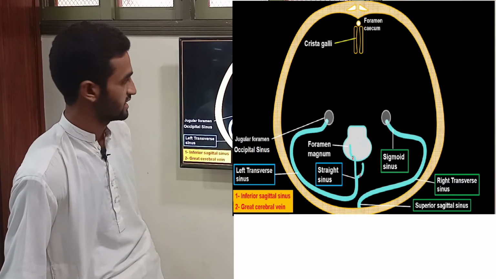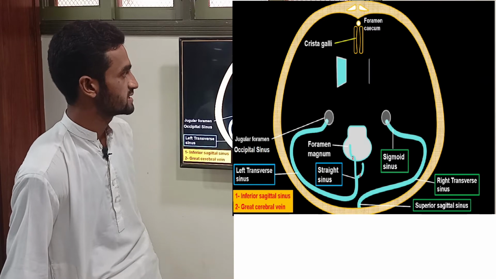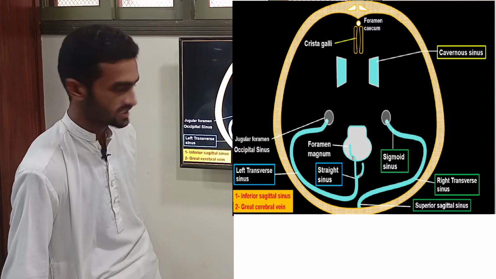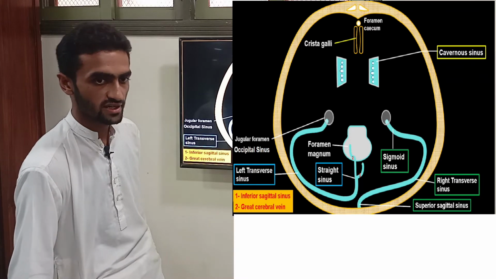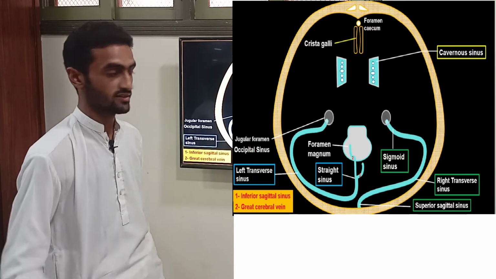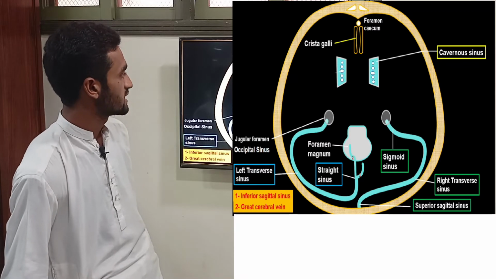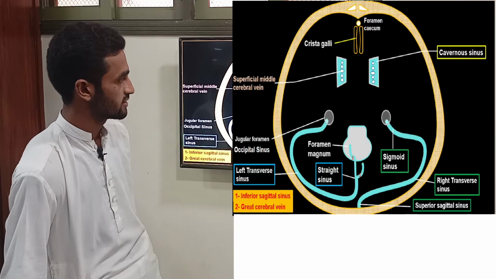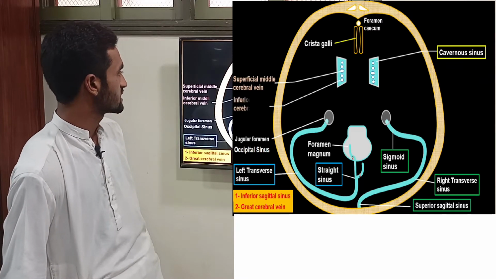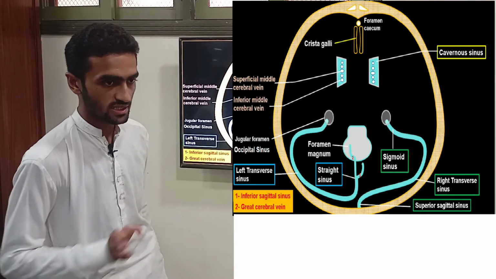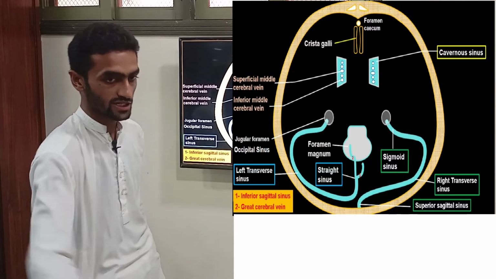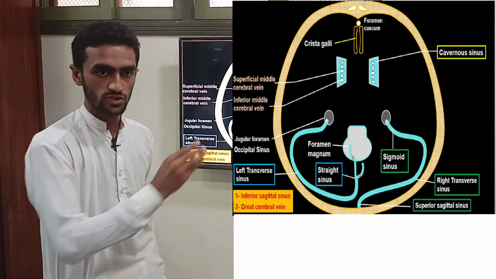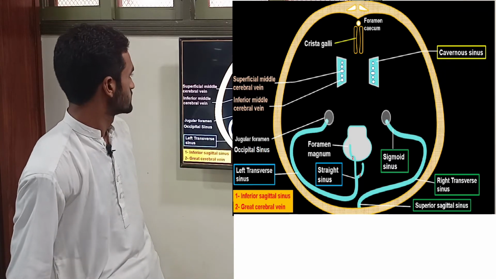I remove this to see the inner margin and what is happening. These are your cavernous sinuses, into which different veins drain. Let's see. Here is the superficial middle cerebral vein, and on the lower aspect the inferior middle cerebral vein. There may be one or two pages on this communication in your book, so see here, and you will answer that.